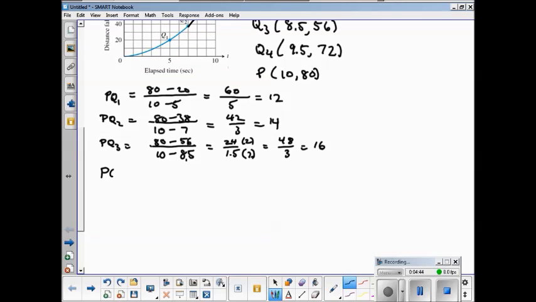And then we'll do PQ4, which is 80 minus 72 over 10 minus 9.5. So 8 over 0.5, multiplied by 2 here so we can do it in our head a little easier. 16. So the answers are 12, 14, 16, 16.